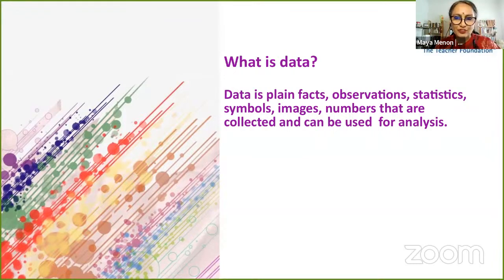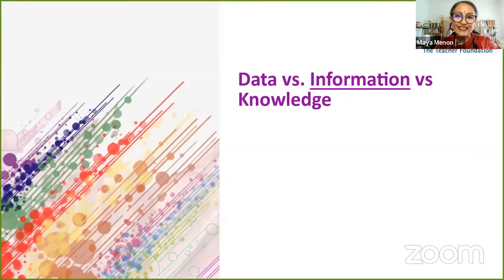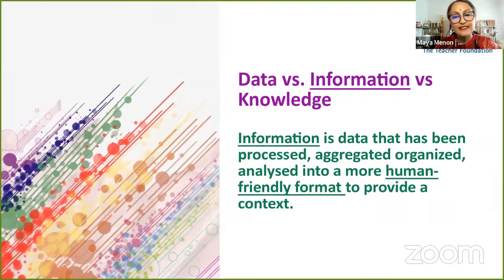We have lots of facts about what happens in school, whether it is attendance, whether it is buses, student attendance, teacher attendance, student marks, teacher performance, etc. Left alone, data is not very informative and relatively meaningless. When we talk about information, what is information? Information is data that has been processed, categorized, aggregated, organized, analyzed into a more human-friendly format to provide a sort of context. We can make sense of data when it's been categorized and organized in the form of information.